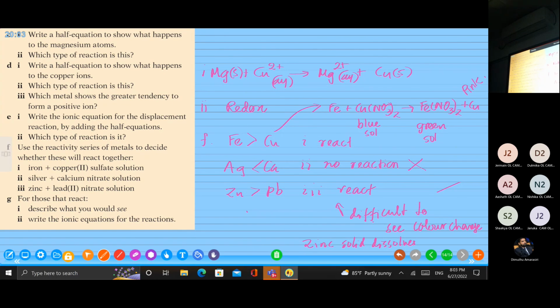Next, we have to do metal extraction and electrolysis. Metal extraction, we will be finishing next week itself. That's the iron extraction. After that, we'll be starting electrolysis.